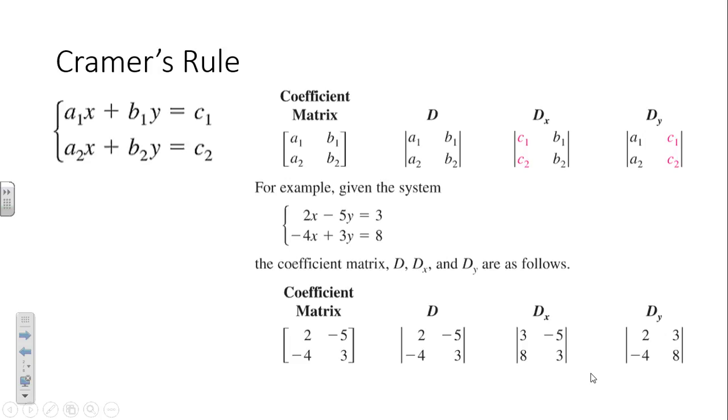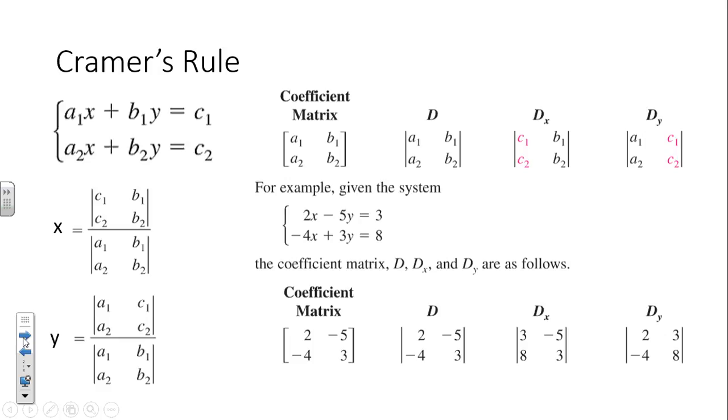So it turns out that x, using Cramer's rule, says that if you use your determinant with the x's taken out over the determinant of your coefficient matrix, you'll get your x. And if you use the determinant that has the y's replaced and divide it by the determinant of the coefficient matrix, you get your y. So let's see how that works.